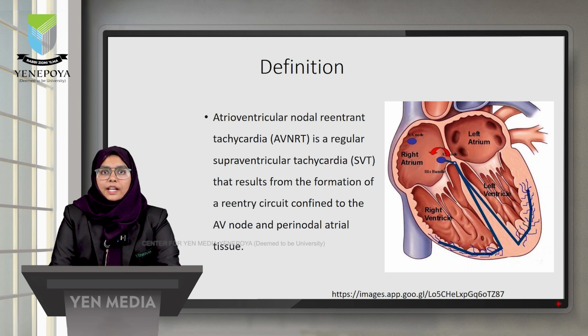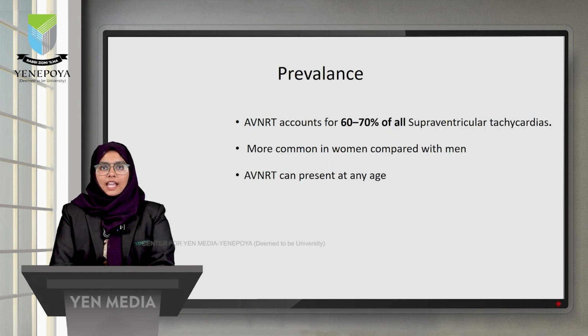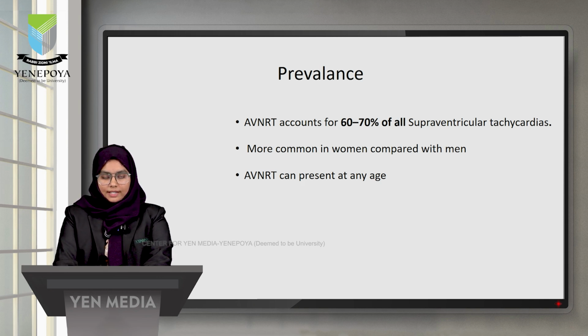Definition. Atrioventricular nodal reentrant tachycardia (AVNRT) is a regular supraventricular tachycardia that results from the formation of a reentrant circuit confined to the AV node and perinodal atrial tissue. Here you can see the AV node, and a reentrant circuit confined to the AV node. Prevalence. AVNRT accounts for 60 to 70% of all supraventricular tachycardia and is more common in women compared with men. AVNRT can present at any age.